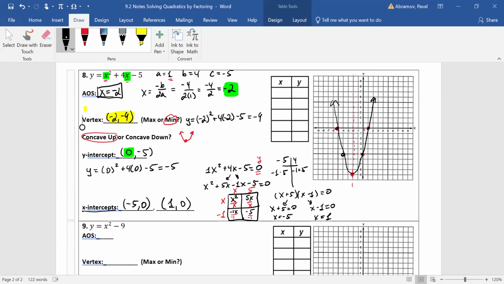And if we wanted to fill out the table, in the middle, we usually put our vertex, (-2, -9). And then we have points to the left of the vertex, so (-4, -5), and then we also have (0, -5). And we also have point (1, 0) and point (-5, 0).